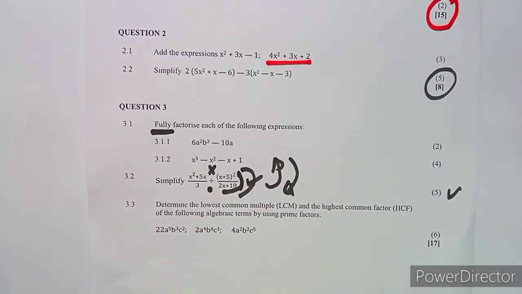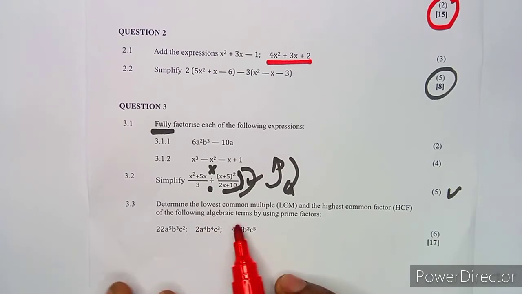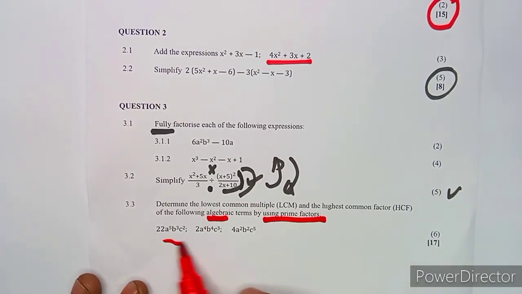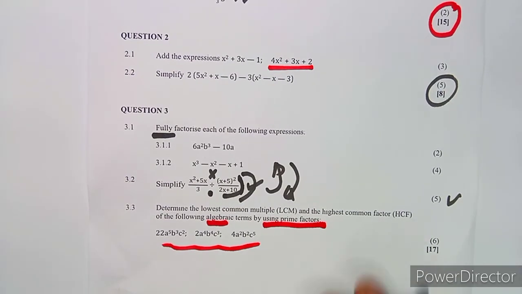All right, anyways, determine the lowest common multiple and the highest common factor, which is the HCF, of the following algebraic terms by using prime factors. So you have to write these as prime factors first before determining the highest common factor or the lowest common multiple, which is the LCM. So let's just write these numbers as a product of their prime factors. I'm going to start with 22.